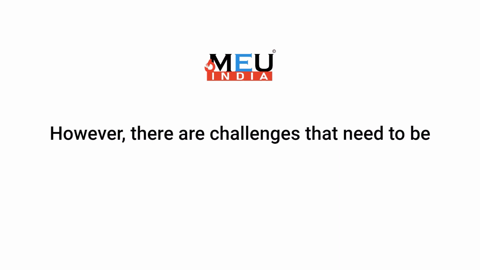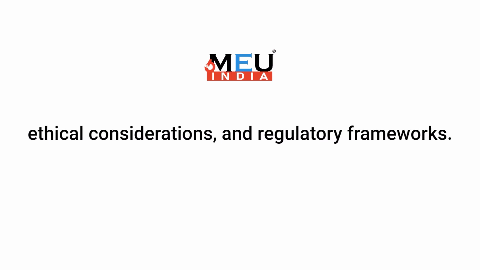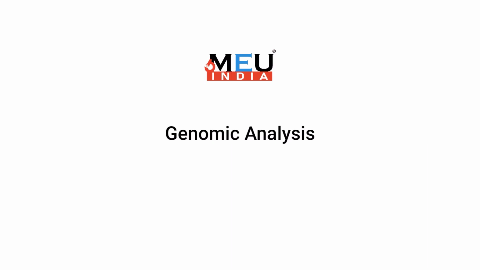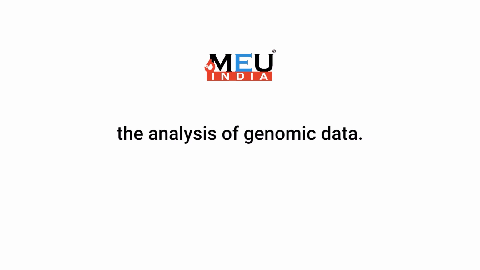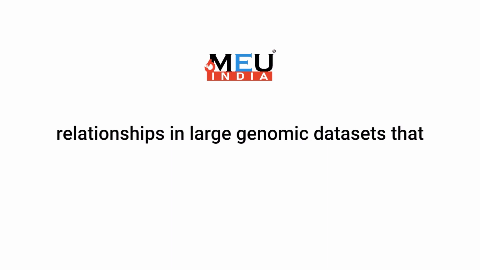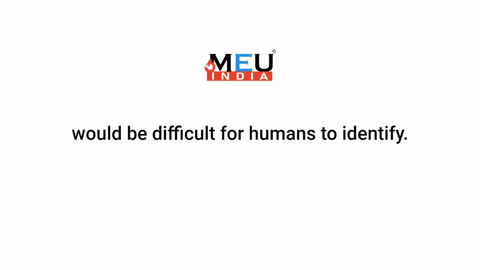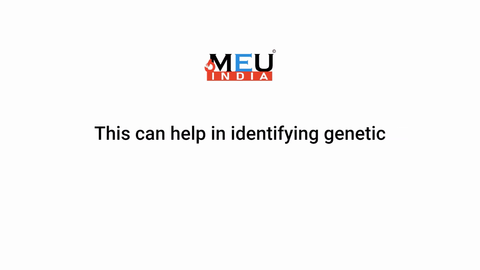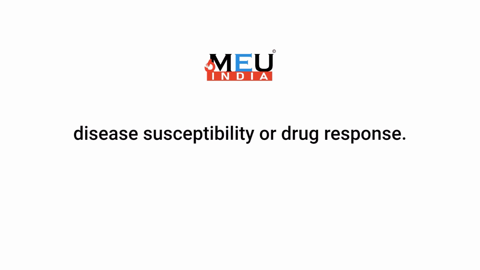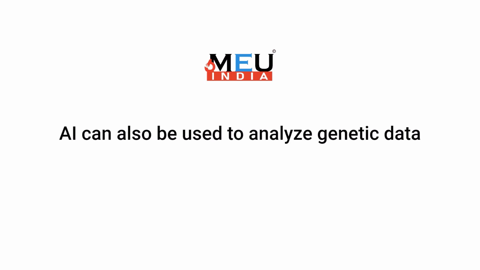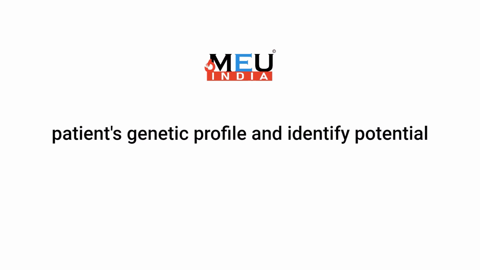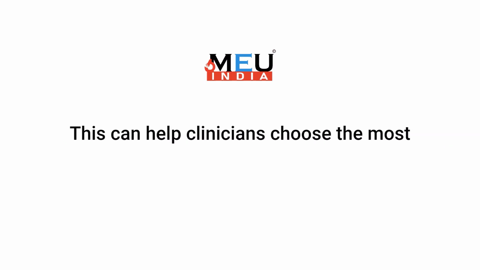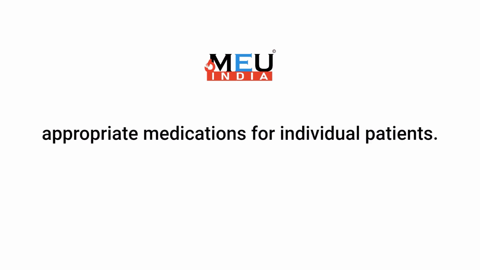However, there are challenges that need to be addressed, such as the need for high-quality data, ethical considerations, and regulatory frameworks. Genomic analysis. One of the most promising applications of AI in precision medicine is in the analysis of genomic data. AI algorithms can identify patterns and relationships in large genomic datasets that would be difficult for humans to identify. This can help in identifying genetic variants that are associated with disease susceptibility or drug response. AI can also be used to analyze genetic data to develop personalized treatment plans. For example, AI algorithms can analyze a patient's genetic profile and identify potential drug interactions or adverse drug reactions. This can help clinicians choose the most appropriate medications for individual patients.